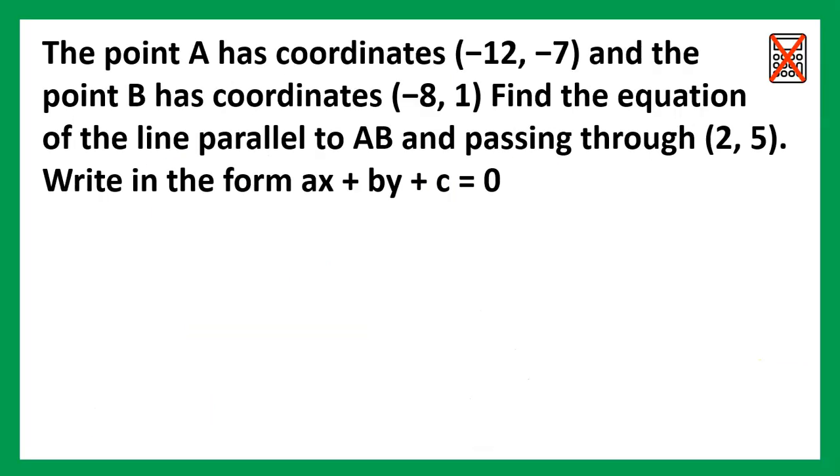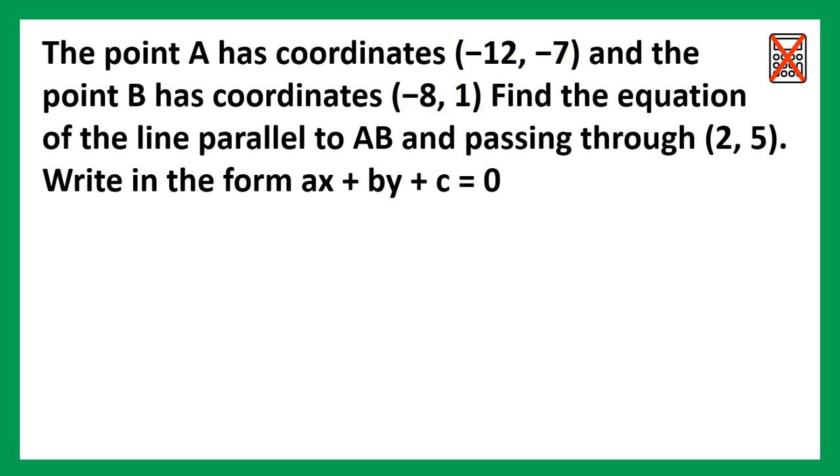On to the advanced question, one of the trickier questions that you're likely to find on this topic. The point A has the coordinates negative 12, negative 7, and the point B has coordinates negative 8, 1. We need to find the equation of the line parallel to AB and passes through the point 2, negative 5. If it's parallel, the equation of the line will have the same gradient. I need to use the two coordinates A and B to find my gradient.